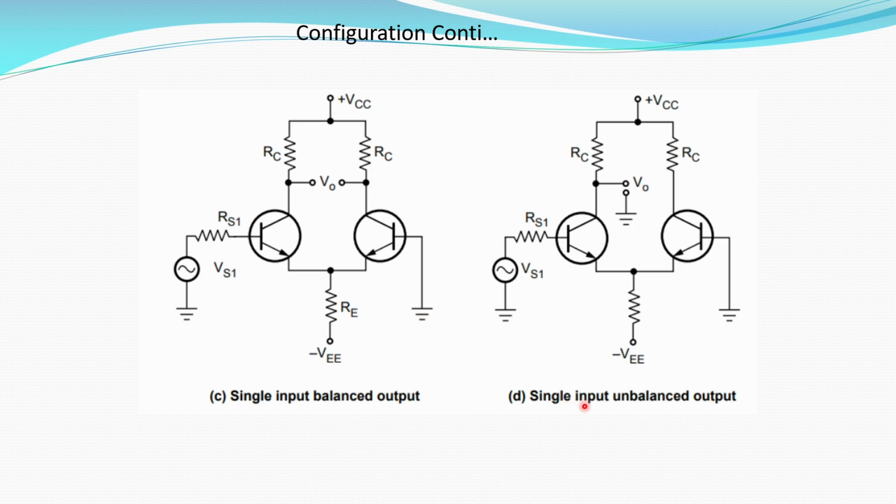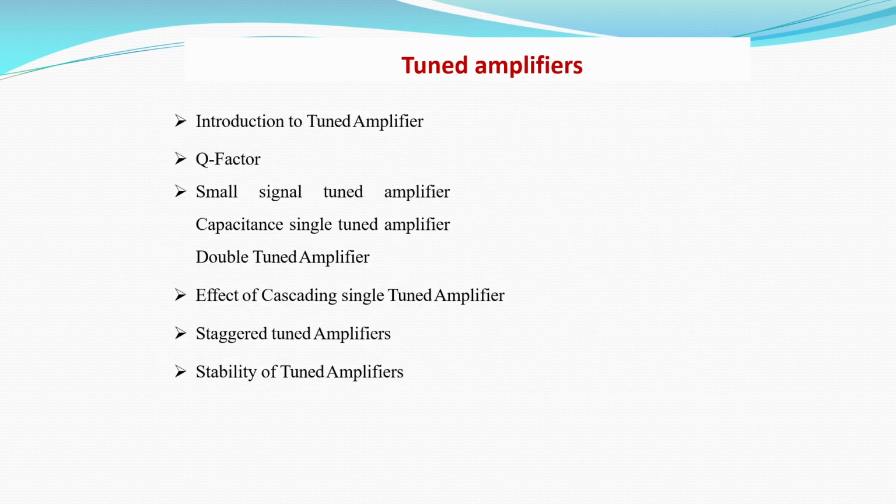And next one, single input and unbalanced output. In the same way, the base terminal of the Q2 transistor is grounded, and we apply the input only in a single transistor stage, that is the Q1 transistor. Only one stage voltage, VS1, is applied, and we take the output as unbalanced output, that is only from the Q1 transistor. So this is single input and unbalanced output. This completes the main configurations of the differential amplifier, and in the next videos I am going to discuss tuned amplifiers. Thank you.